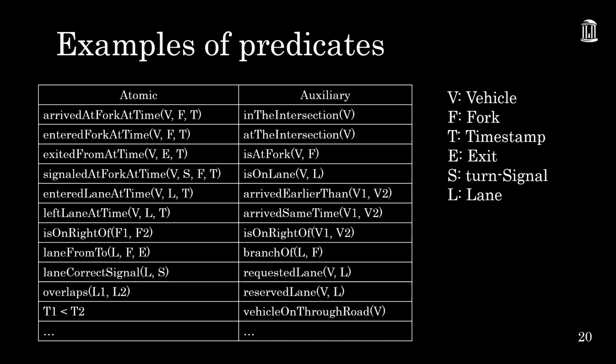To give you a sense of what predicates are used and the level of their intuitiveness, we present a partial list here. Recall that auxiliary predicates are defined using the atomic predicates and logical connectives and quantifiers. Also, the only predicate that contains a time parameter but does not denote an event is the comparison between two timestamps. This comparison predicate simply denotes the comparison relation between two natural numbers.